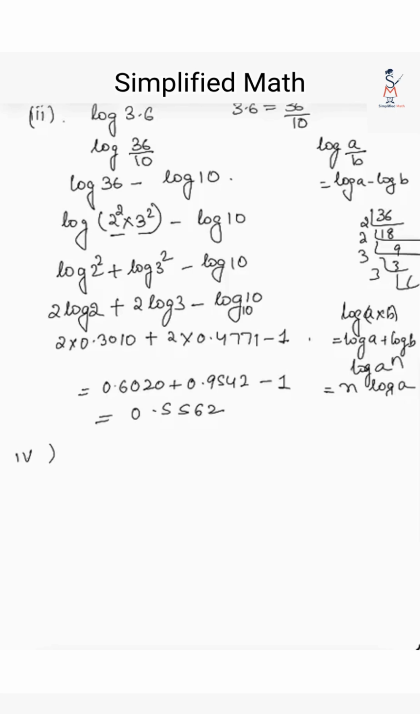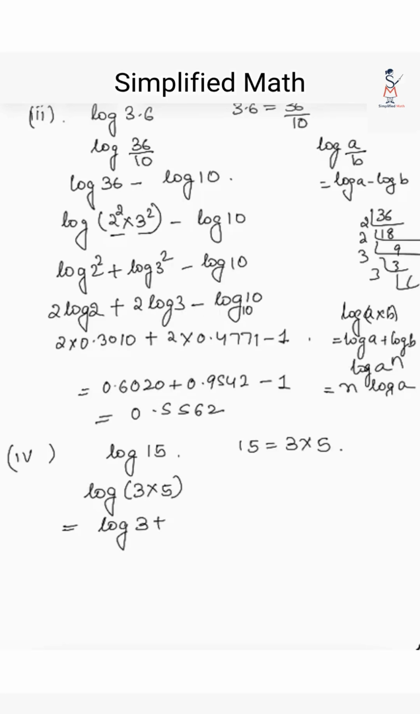Now we will see the fourth one. The fourth one is log 15. Now log 15, 15 can be written as 3 into 5, right? So log 15 will be written as log 3 into 5. That is log A into B is log A plus log B. This is the rule. So now log 3 value is given but log 5 is not given.